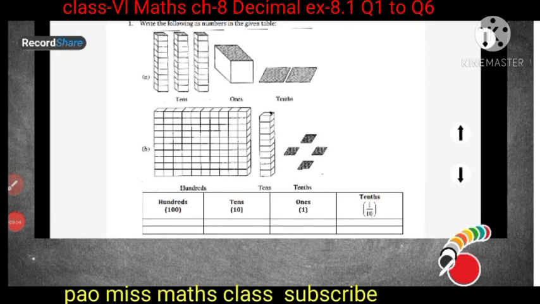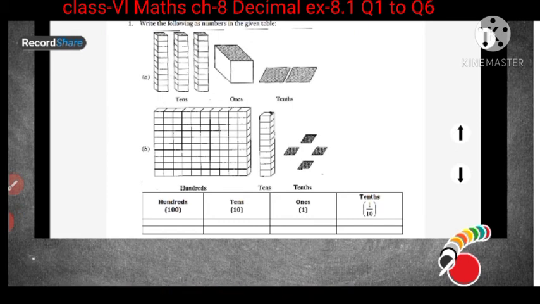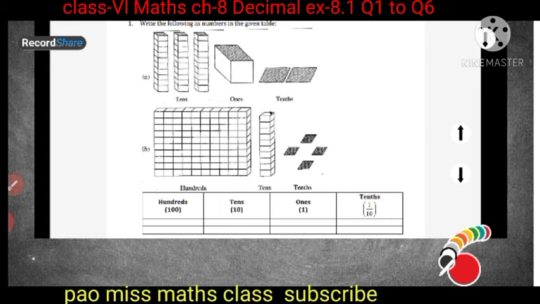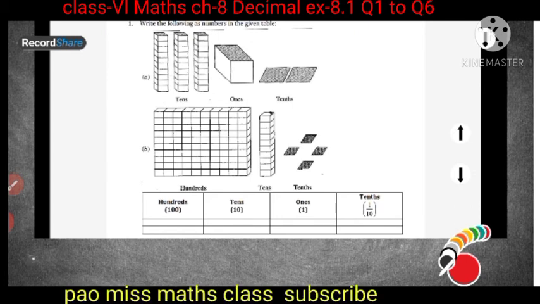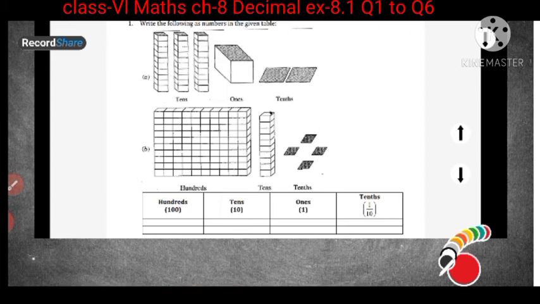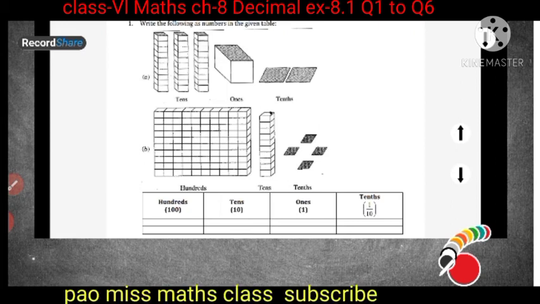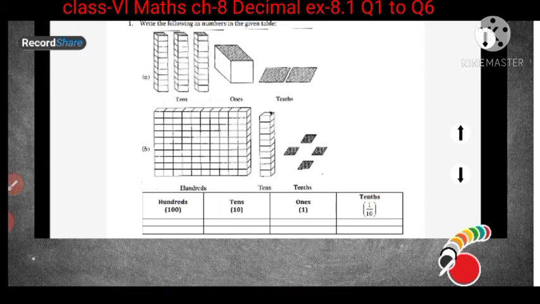Today in this video I will cover class 6 maths chapter number 8, decimals. In this chapter we will learn how to convert a fraction to a decimal and a decimal to a fraction, and also how to put values in a place value system. In the previous class we have already learned the place value table, isn't it?